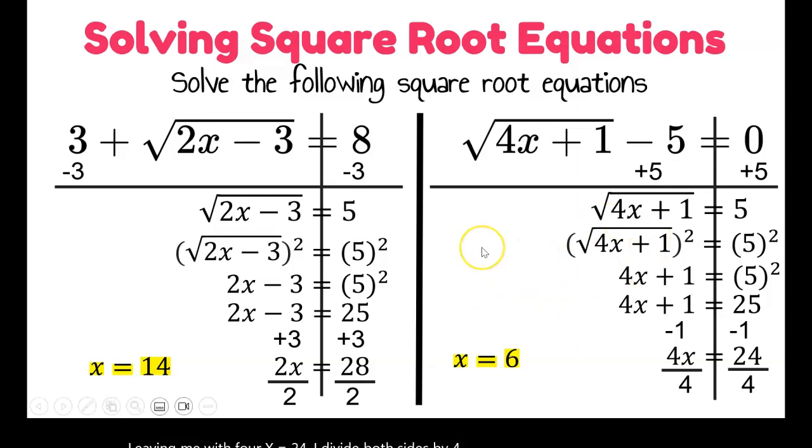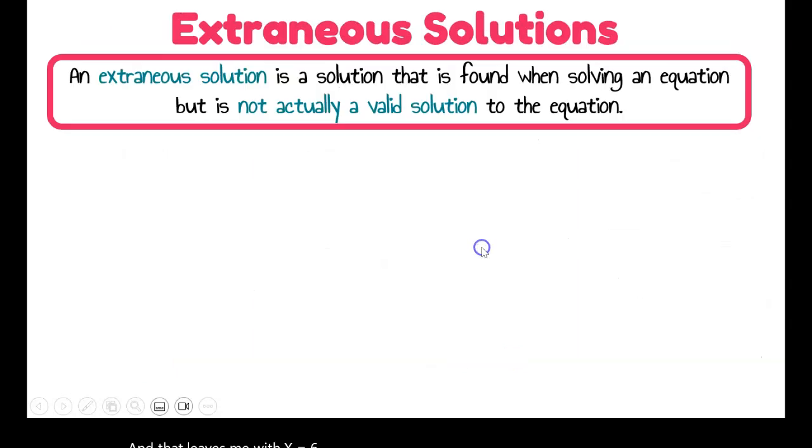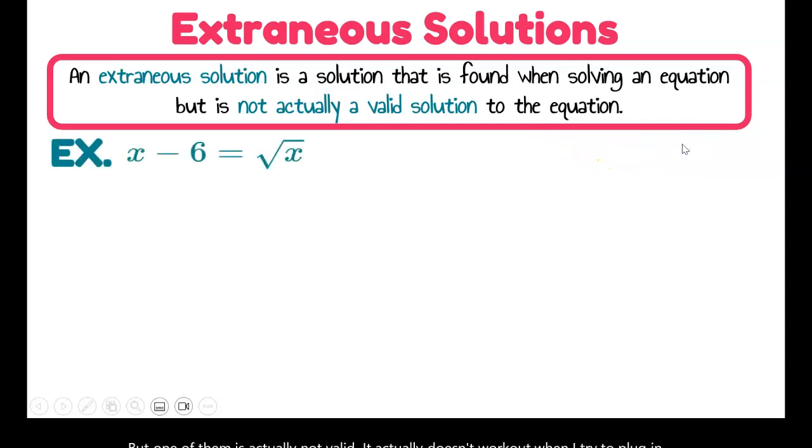All right. Moving on. Sometimes our examples look a little different. Sometimes I will have an extraneous solution. So when we're solving an equation, sometimes we might find 2 answers, but one of them is actually not valid. It actually doesn't work out when I try to plug it back into the original equation. So let's say I have an example like this.